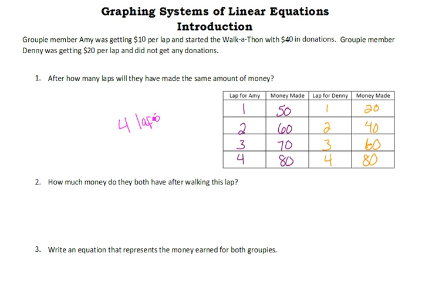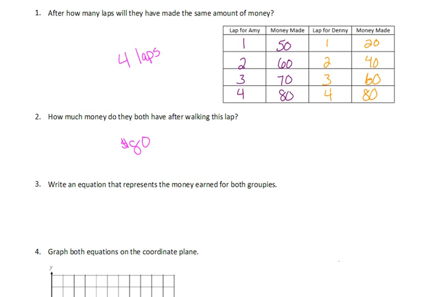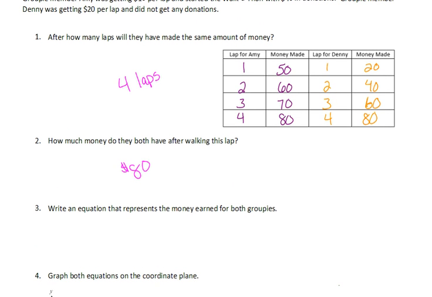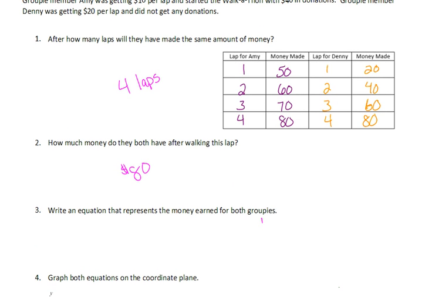Okay. Looking at question 2, find a color I haven't used here. Question 2 says, how much money do they both have after walking this lap? Well, according to our table, they both have $80. Question 3 says we're supposed to write equations that represent this. So this is just a nice review of writing equations, dealing with laps and amount earned. So dealing with L's and A's.